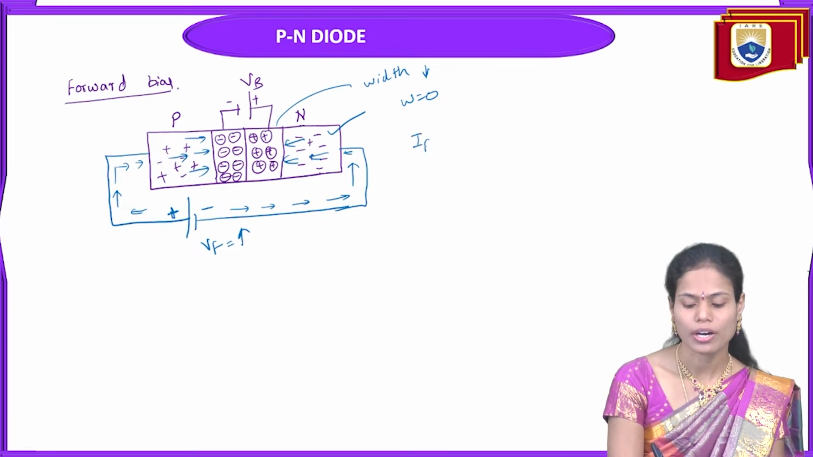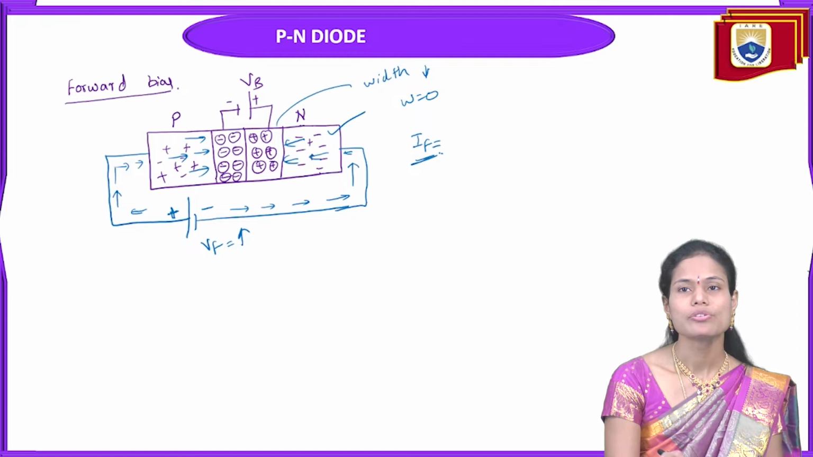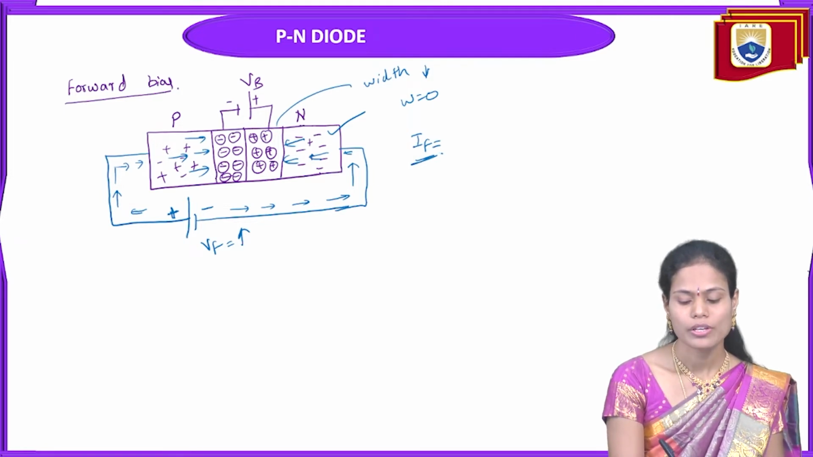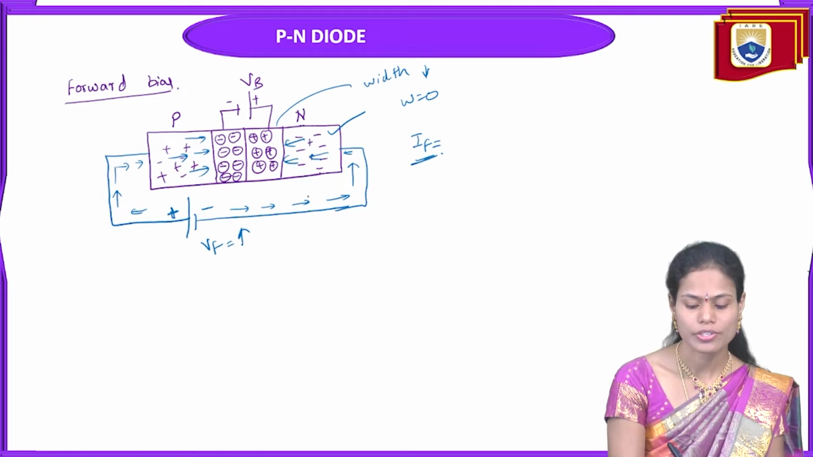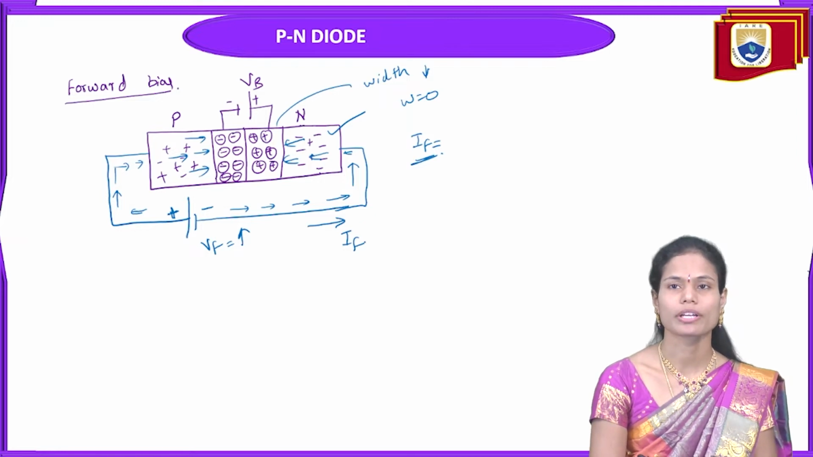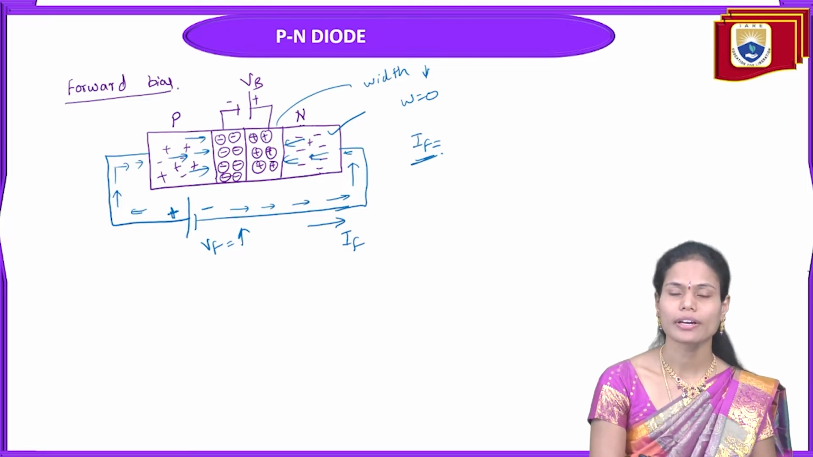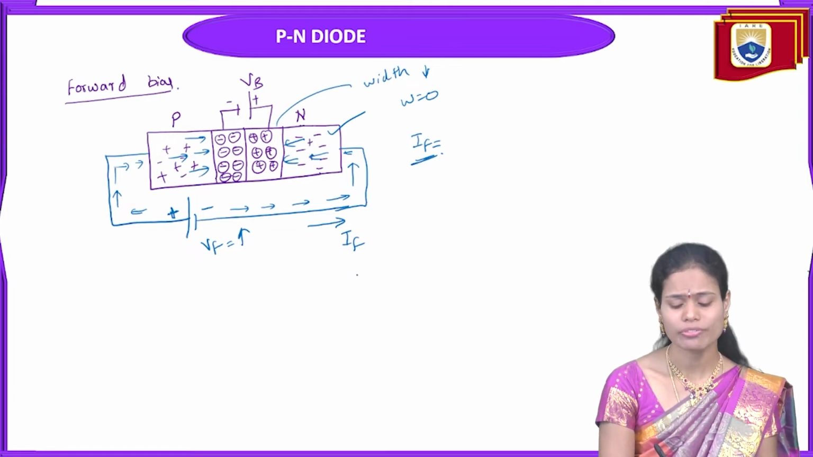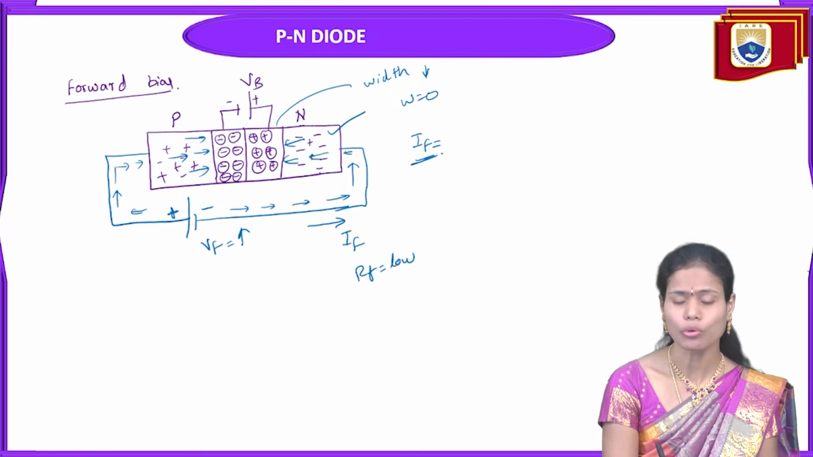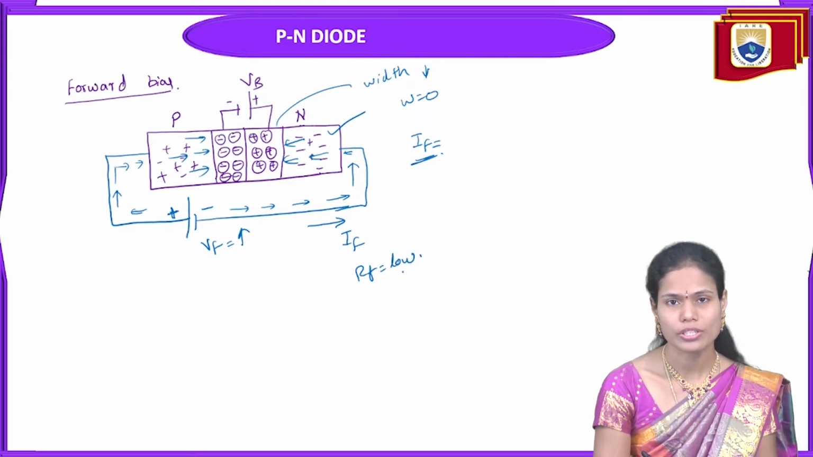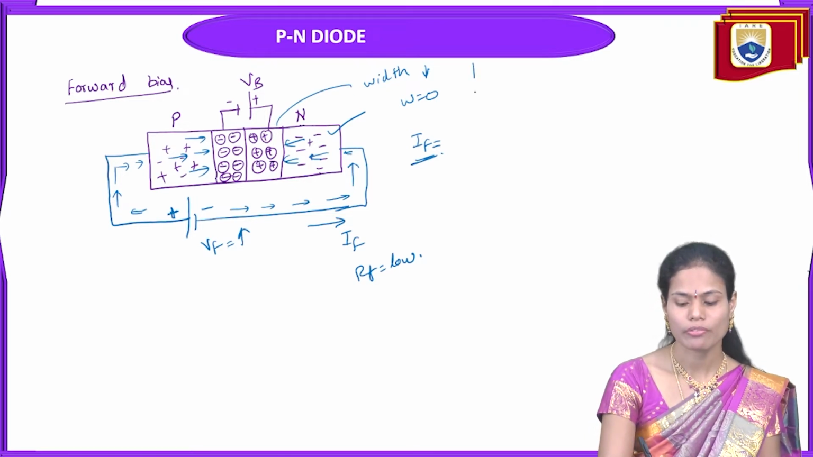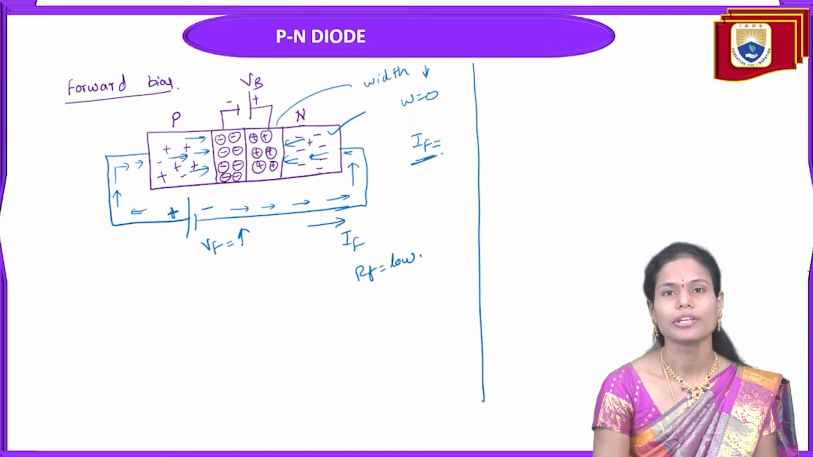So there is a flow of forward current in the device. The current direction is always opposite to the electron flow. Electrons are flowing in this direction, so the forward current flowing in the device is in this direction. Once the forward current is very high in a PN junction diode, the forward resistance is very low. In the ideal case it is almost zero, but in the practical case we get some low value. This is the forward bias condition of the PN junction diode.